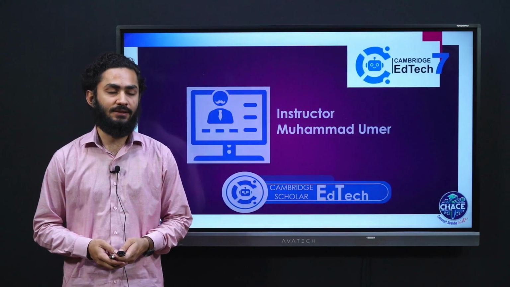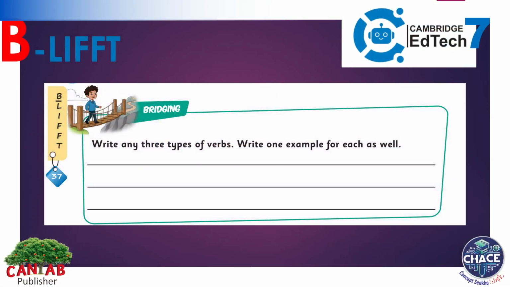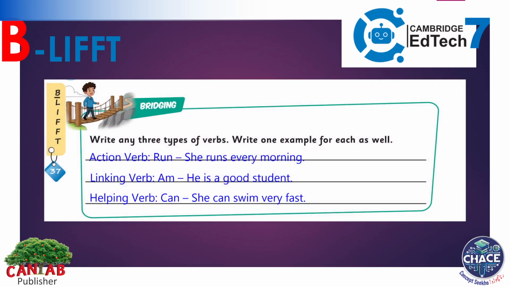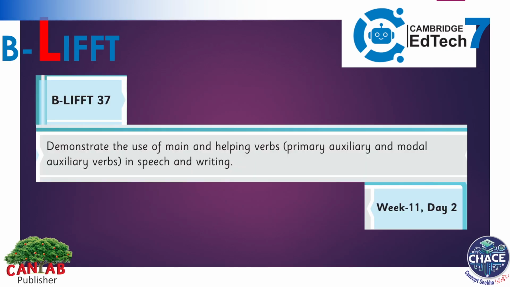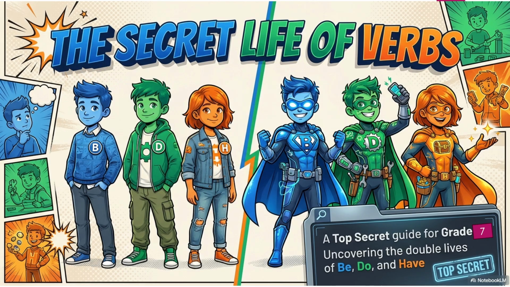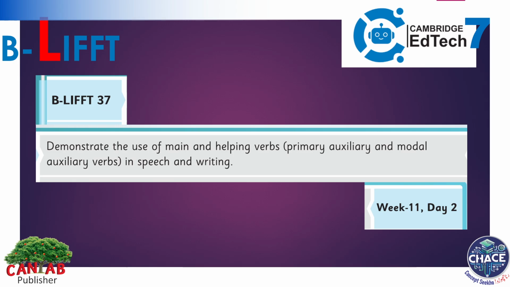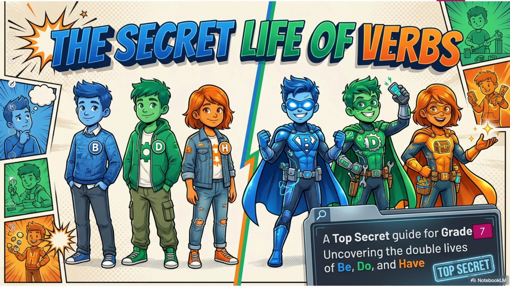Let's start our lecture. Here is a bridging, and I hope you have solved it, and here is the answer of that bridging. Today we have belief number 37, in which we have to learn to demonstrate the use of main and helping verbs, primary auxiliary and modal auxiliary verbs in speech and writing. In short, we have to learn about verbs as a main verb or a helping verb.